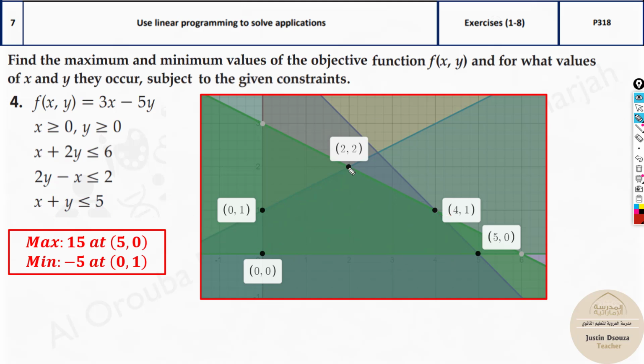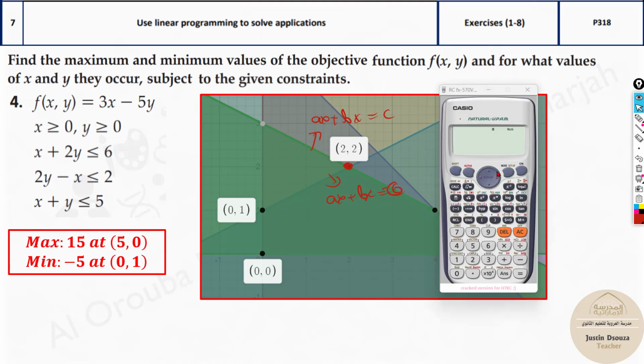and then get this graph. Now, in order to find the vertex point over here, just see which are the 2 equations, this and this. Write it in terms of standard form, ax plus by equals c, ax plus by equals c. In the calculator, you need to press mode, 5 for equation and 1 for simultaneous equation.